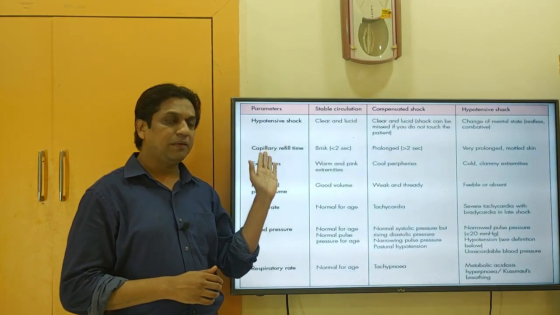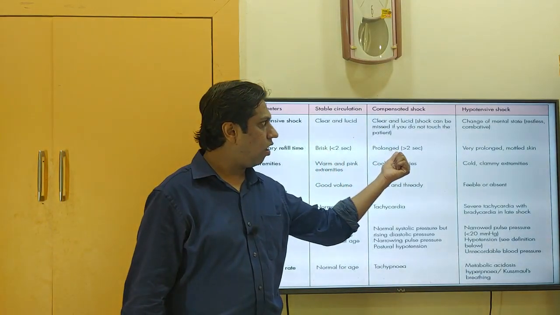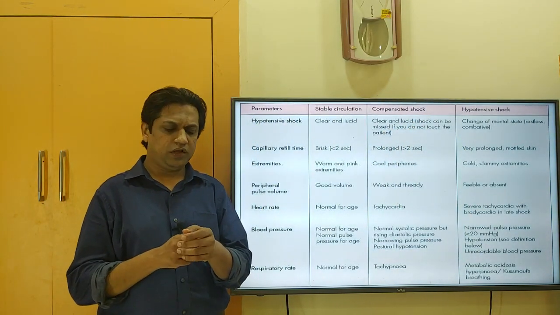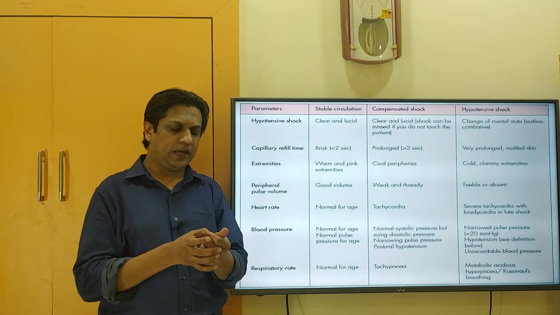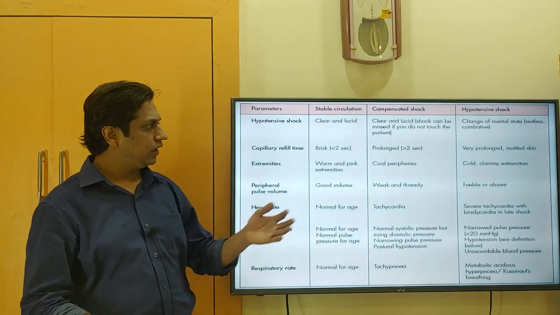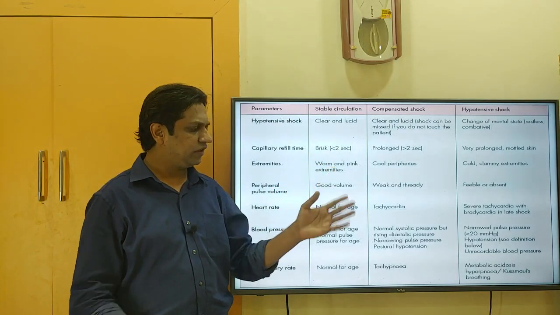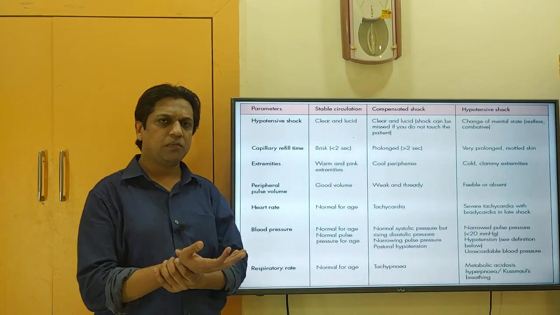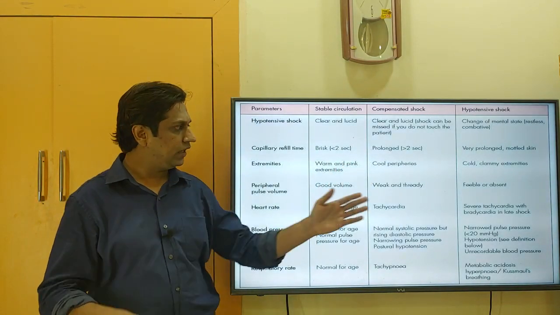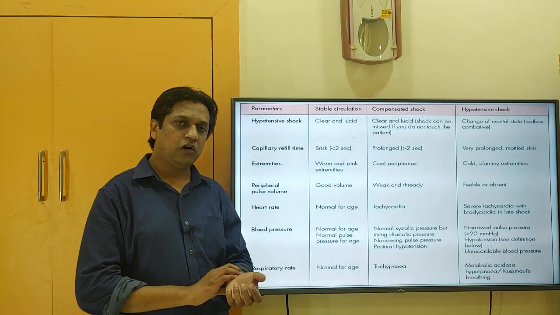Then capillary refill time. If the patient is stable, it is less than 2 seconds, whereas it will be prolonged in compensated shock and very much prolonged in hypotensive shock. Capillary refill time means whenever we press a capillary, there will be paleness. Within 2 seconds the paleness will go, whereas in shock it will take much more time. Then extremities. When the patient is stable, they will be warm and pink, that is the normal body temperature. But if there is internal bleeding or fluid loss, then the peripheries will become cool. Then peripheral pulse volume should be good if the patient is stable.